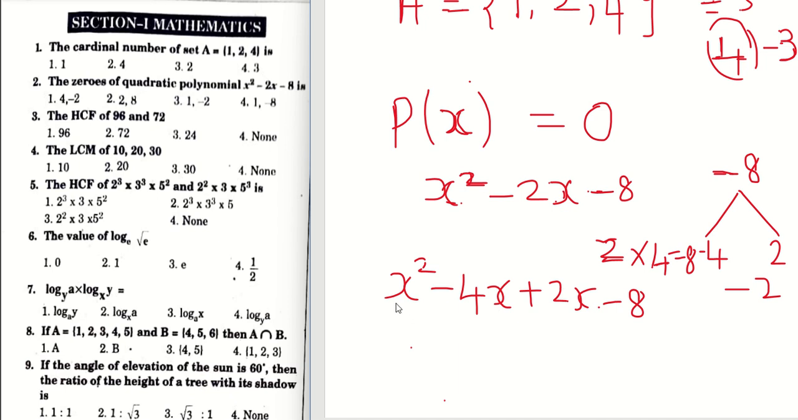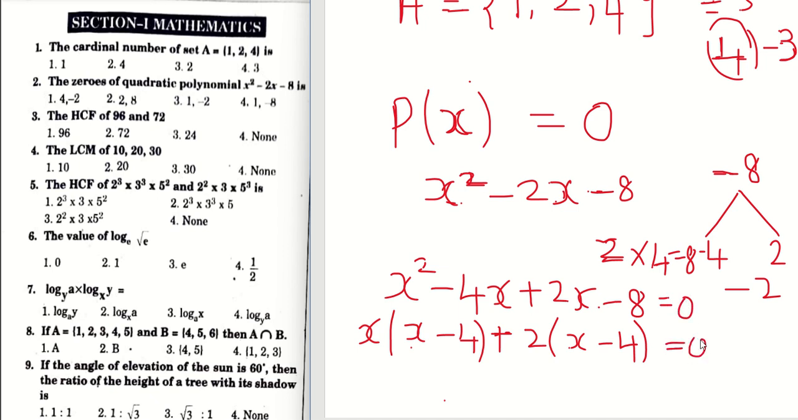Now let us see. What is a common term over here? You can see it is x. So if I'm taking out x, it is x minus 4. In this 2 term, what is common you're having? 2 is common, right? So 2 I'm taking out. So what you'll get over here? x minus 4. So you can see in both the terms, what is common? x minus 4 is common.